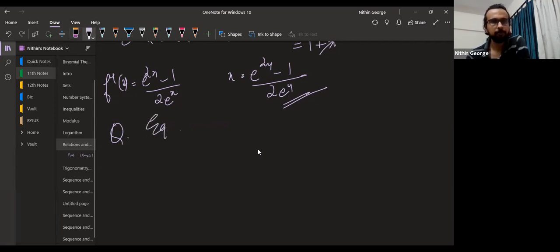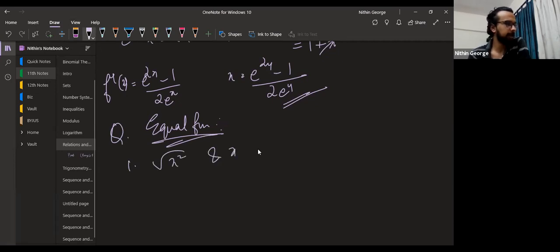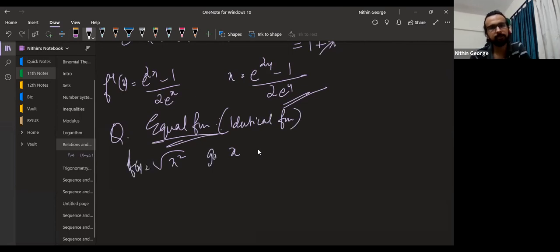We'll do equal functions. All right. Now, let's look at the first part. Root x square and x. Are they equal or identical functions? I have f of x equal to this and g of x equal to x. Are they equal and identical functions?